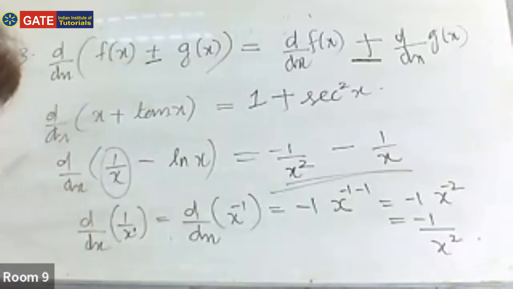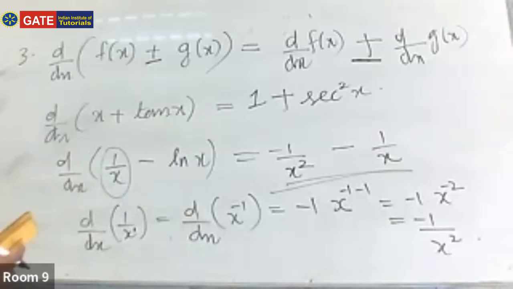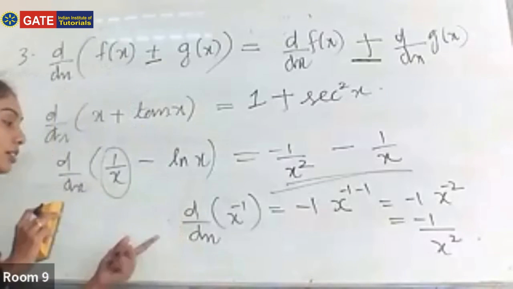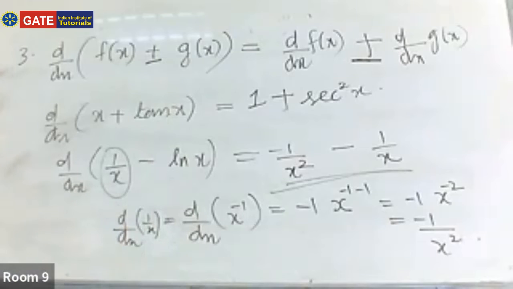I will tell you what pattern you can observe for derivatives like 1 by x, 1 by x square, 1 by x cube type. If you want to note it down, then note it. Done?